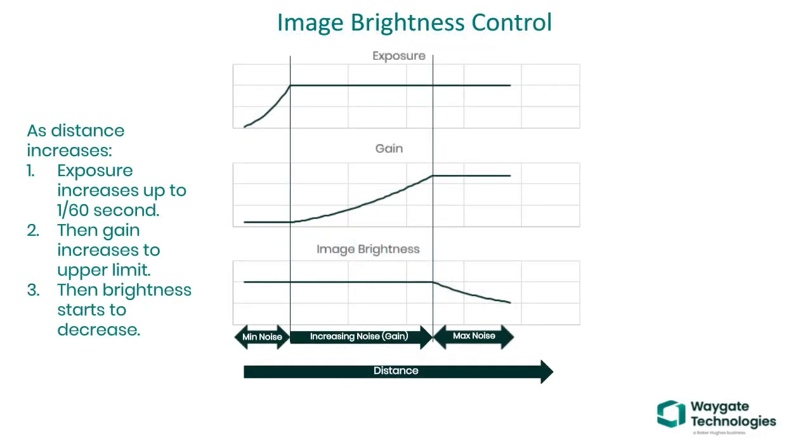Let's take a look at how brightness is controlled on any given target for inspection. With the camera close to the target, as illustrated on the left side of this chart, we have lots of light, so short exposure and minimum gain. As the camera becomes further away, the system regulates exposure and gain to maintain brightness levels. First, exposure increases up to a maximum of 1/60th of a second, and then gain increases up to its maximum limit. Beyond that, the image begins to get darker. On the next slide, I will show how this increase in gain affects the image.